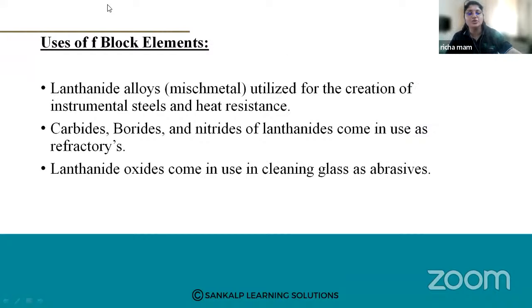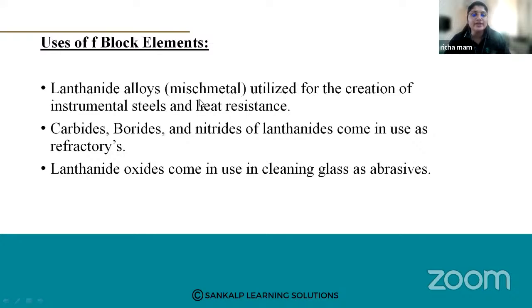It is utilized for the creation of instrumental steels and heat resistance. So lanthanide alloys, the mish metals, where are they utilized? They are utilized for the creation of instrumental steels and heat resistance. So we make use of these alloys there. That is a lanthanide alloy, which is called a mish metal.